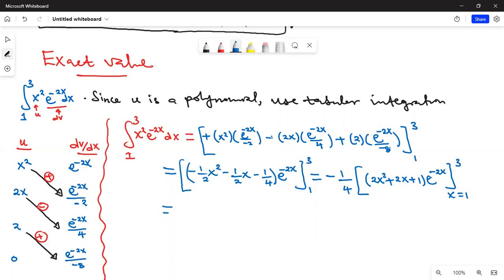So we can press this, and it will give us -1 over 4. When I substitute the upper limit, which is 3, that gives us 2 times 3 squared. Let me write it. 3 squared is 9, so that gives us 18 plus 6 plus 1, times exponential -6. Then subtract. When I use 1, I'm going to get 2 plus 2 plus 1, times exponential -2.